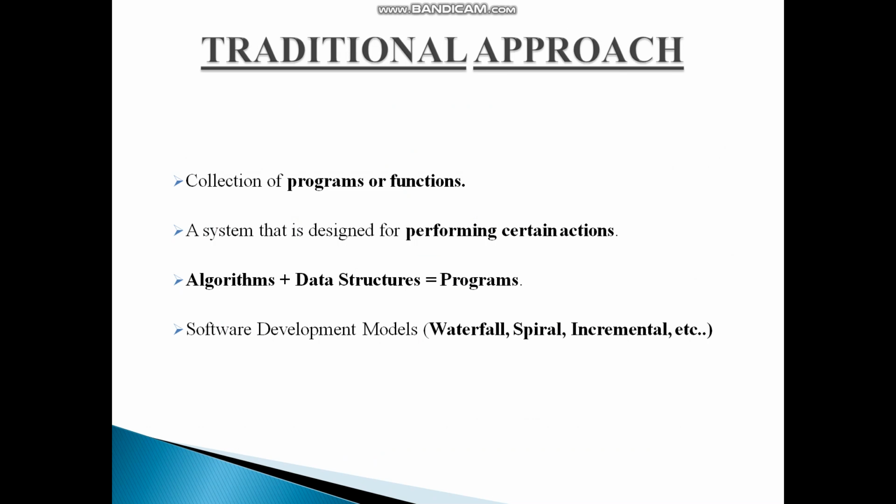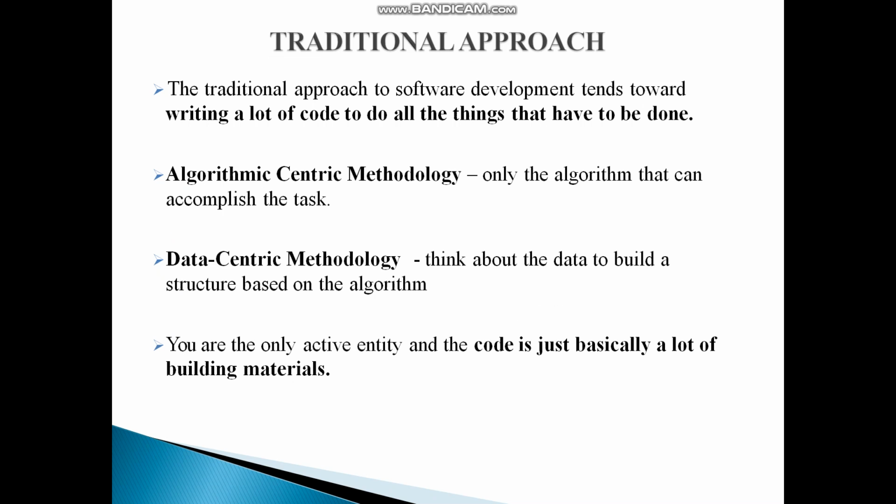What is meant by the traditional approach? A collection of programs or functions in a system that is designed for performing certain actions. In the traditional approach, you have to collect all types of algorithms and data structures, which equals the program. It takes a lot of time to execute. For the software development model, there are multiple types of model used in the traditional approach: waterfall model, spiral model, incremental model, RAD model.